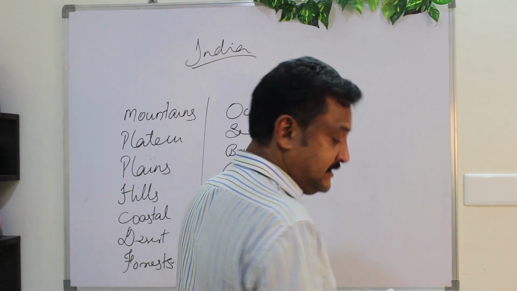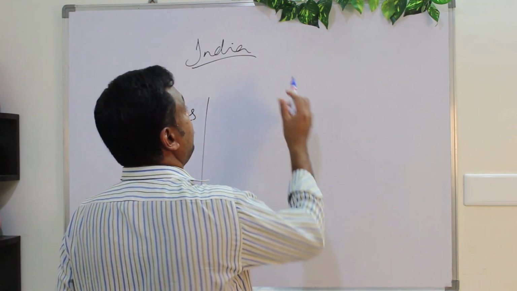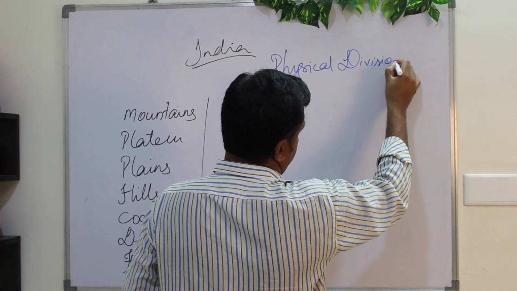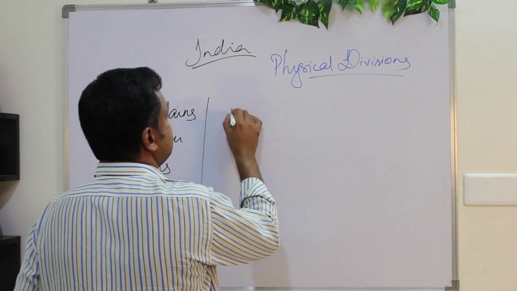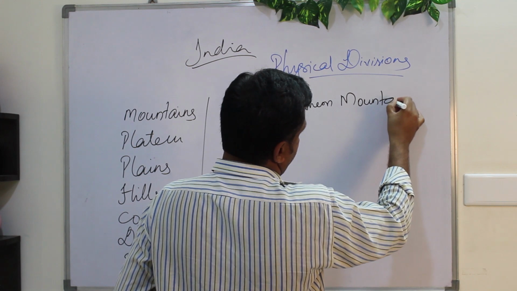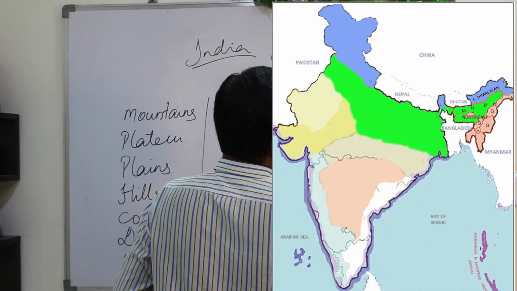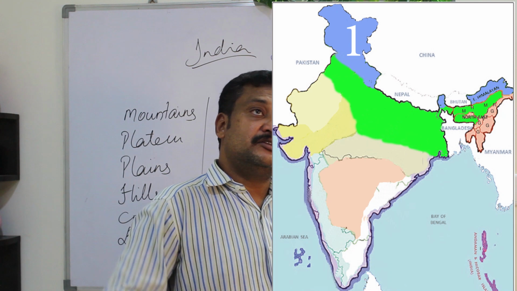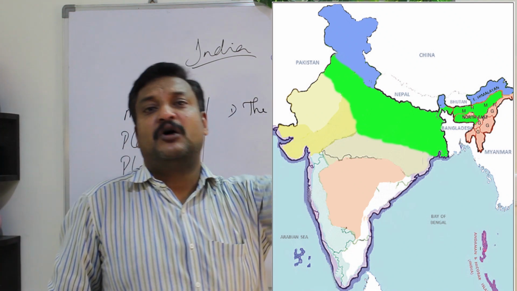Okay, so the basic physical divisions of India. The physical divisions of India are classified like this. The first one is the northern mountains or the Himalayas. Means the northern part of India near Kashmir and all those regions, we have very huge mountains.